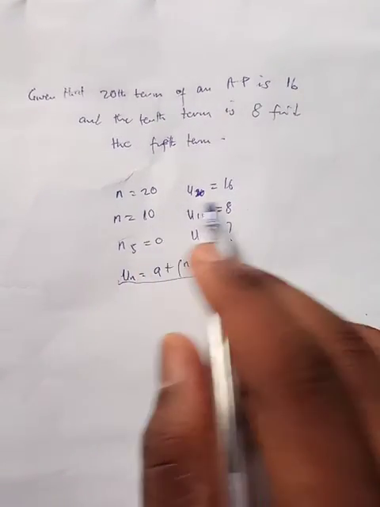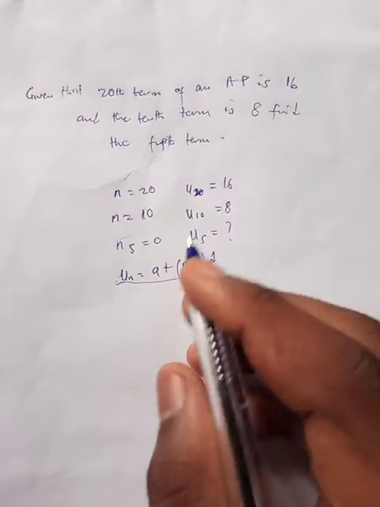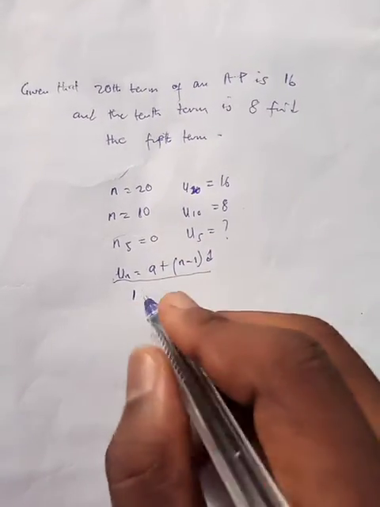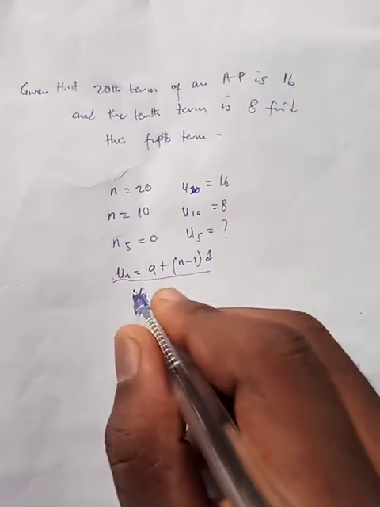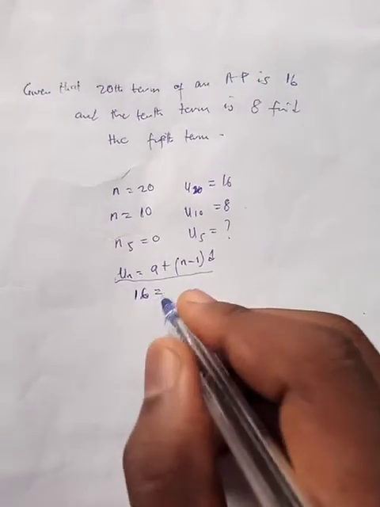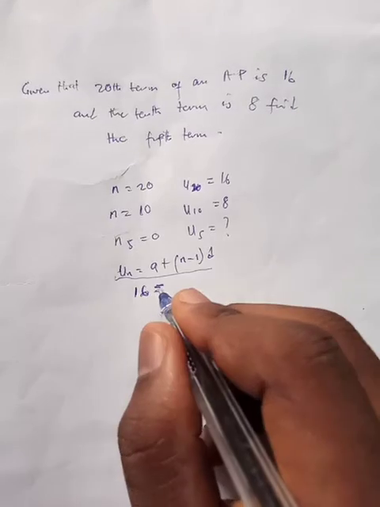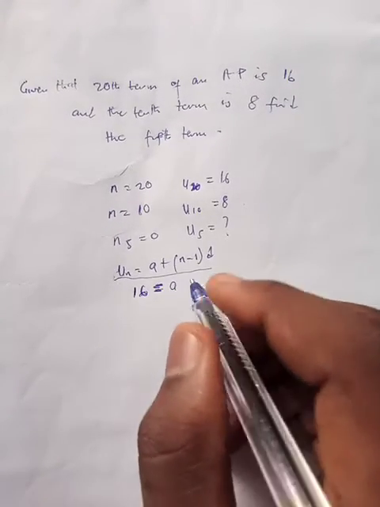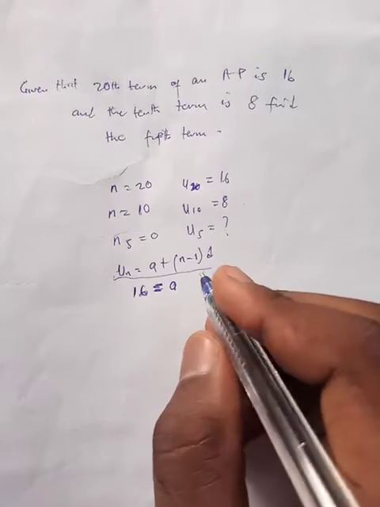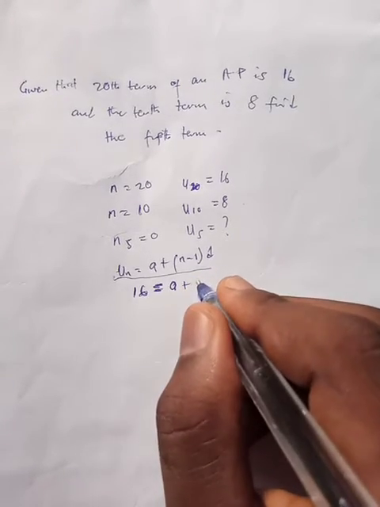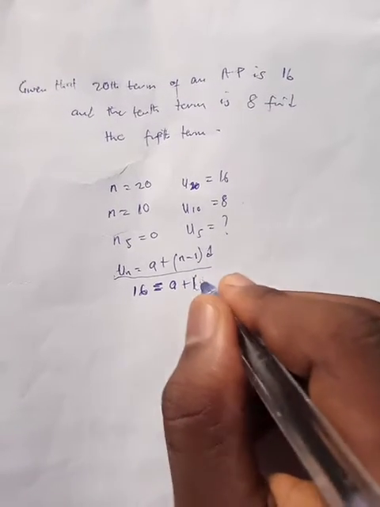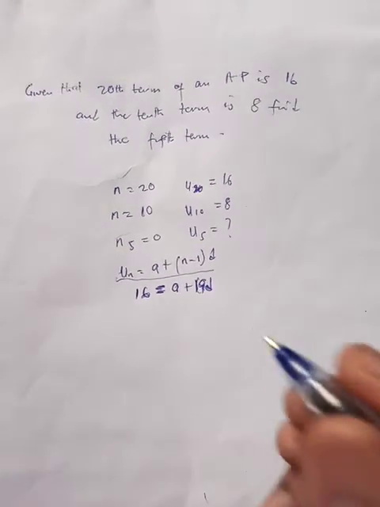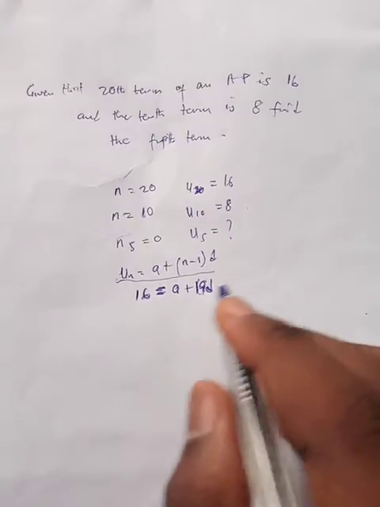Now for n equals 20, u of 20 will be 16. That means I'll quickly do every substitution. So I'll have 16 is equal to a plus 19d. Have you seen that, guys? A plus 19d.